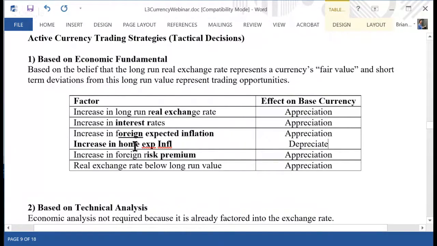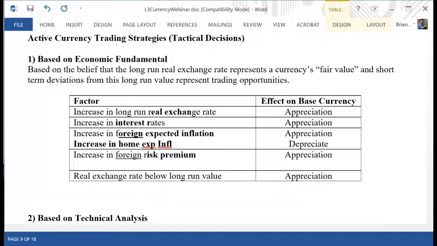So just make sure you know whether the question talks about the foreign country's or the home country's inflation. And then risk premiums, the same argument. Make sure you know whether they're talking about the foreign risk premium or the home country's, okay? Here I've got an increase in the home country's risk premium. In this case, the currency would depreciate. So just filling in this chart, it's common sense. Just think about it in basic terms.